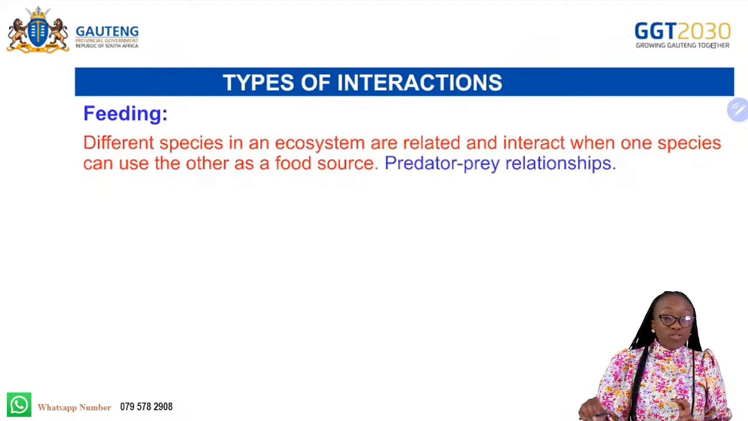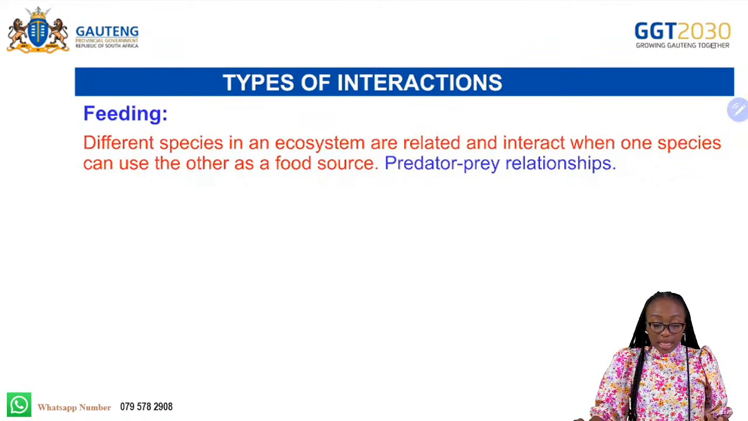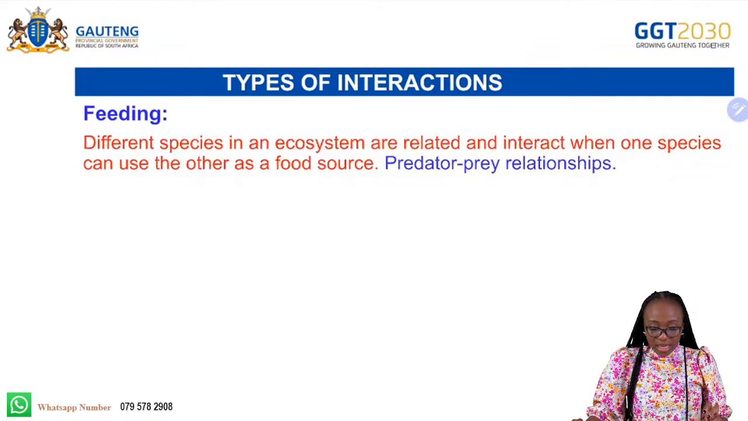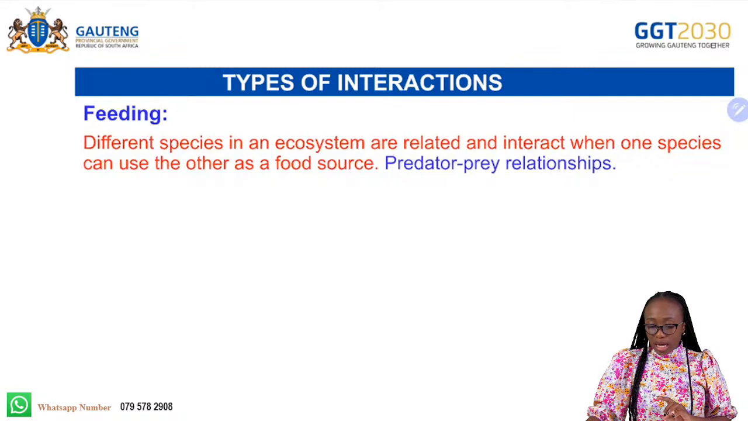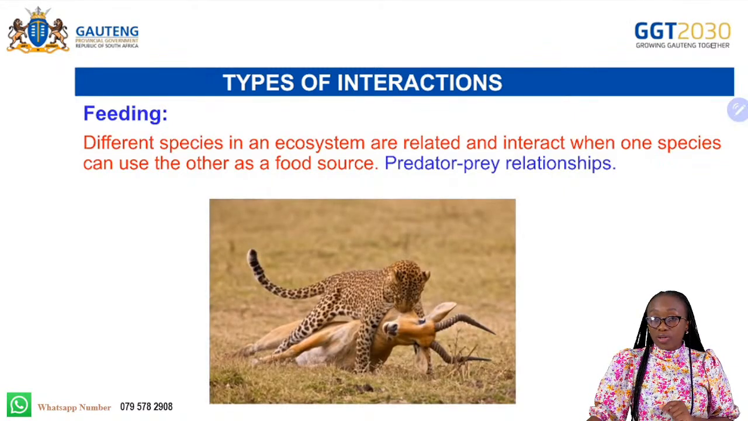This is when different species in an ecosystem are related and interact, when one species can use the other species as a food source. These are called predator-prey relationships.